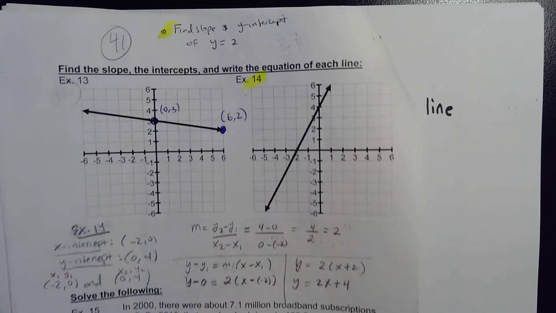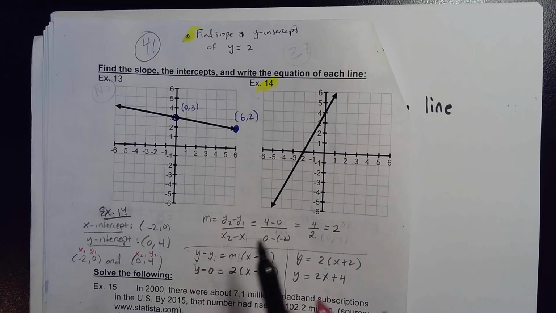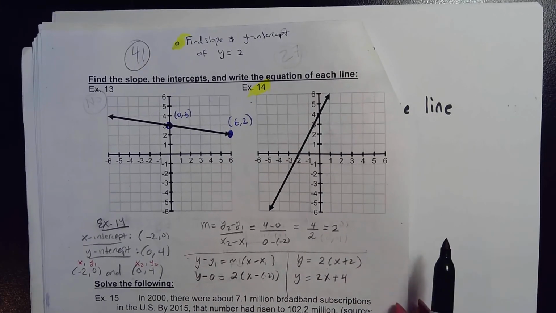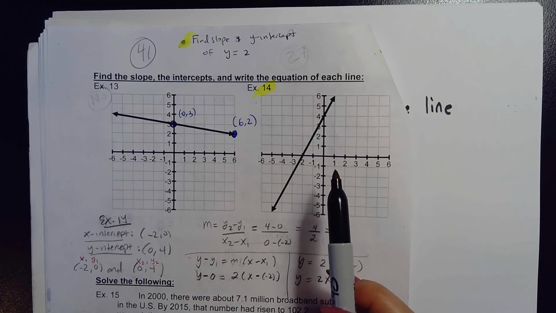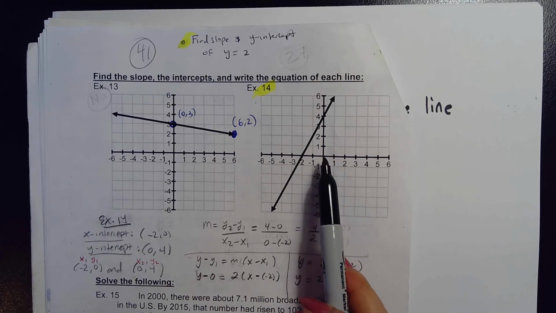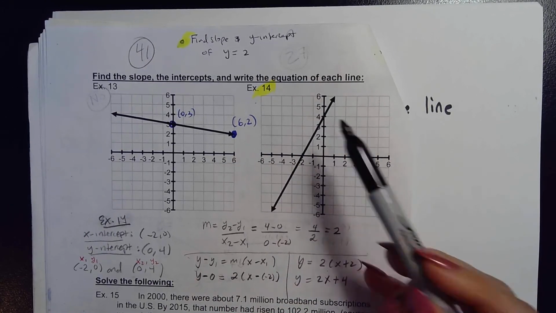So let me show you the graph. This is the graph that we have. So I need 2 points on this line. So I'm not going to graph it. I'm going to show you here on the screen. I'm going to get 2 points, and the points I'm going to get here are going to be -2, 0, this point right here, the x-intercept, and then the y-intercept, 0, 4.